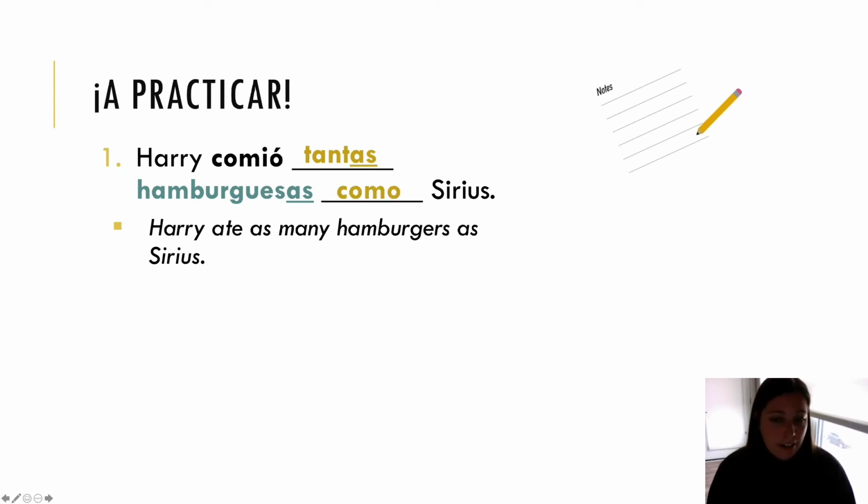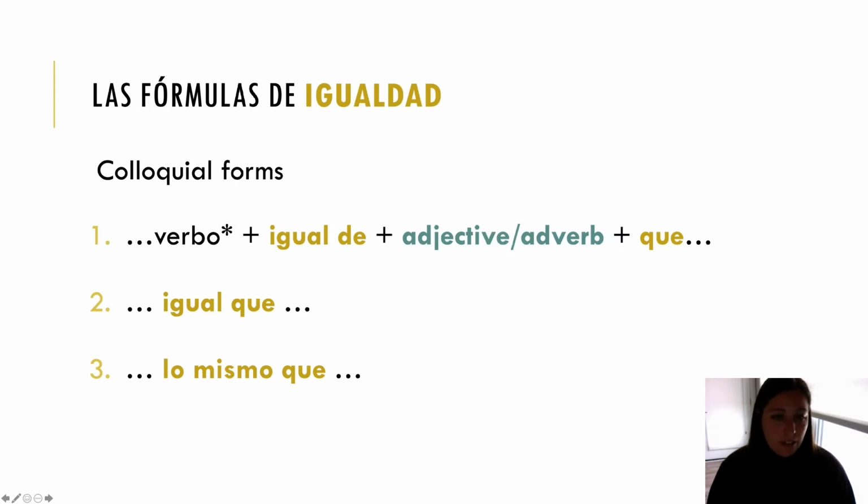If you've noticed a pattern, when we were talking about inequality, we used que, más o menos que. When we're talking about equality, we have como, tanto como, tan como. There are multiple other ways to talk about equality in colloquial forms. You can see that list of the formulas here.